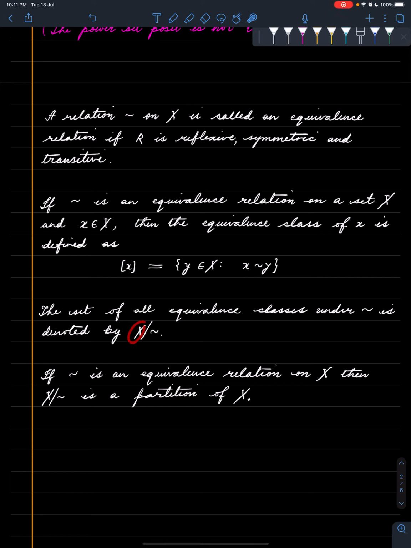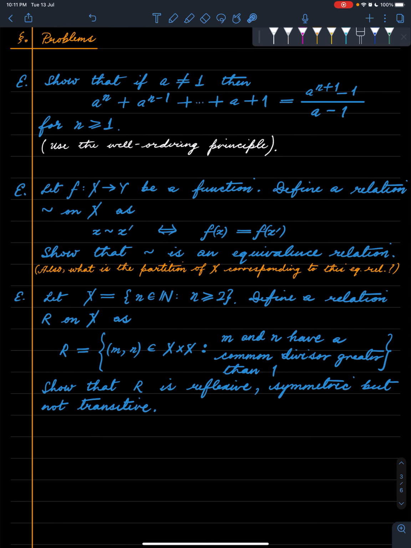of the set X. And lastly, we discussed the dictionary between the set of all the partitions of a set X and the set of all the equivalence relations on the set X. And that's where we ended the previous lecture. And now let us continue. Before that, of course, we have these three problems that I urge you to pause the video and solve them.